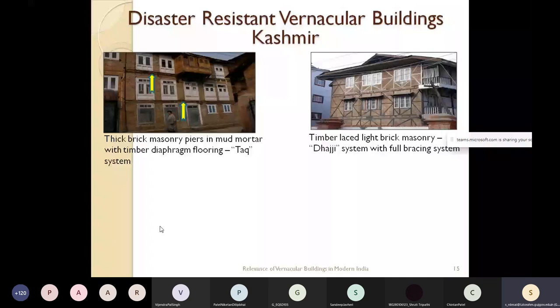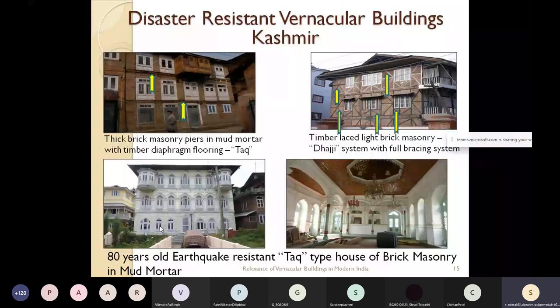And here is a fantastic building. Again, I had the good fortune to get into this house. It is 80 years old; of course, this picture was shot 10 years back, so it's 90 years old now, a taak-type structure. And typically, Kashmiris have parties in their houses, so the top story is without columns in the middle, without walls in the middle. Imagine. This is vulnerable by any of our modern engineering systems, and still they have survived multiple earthquakes.